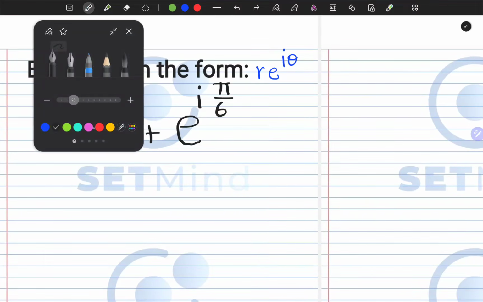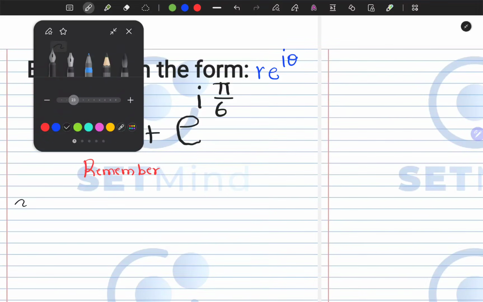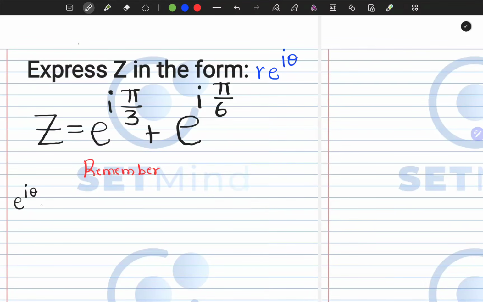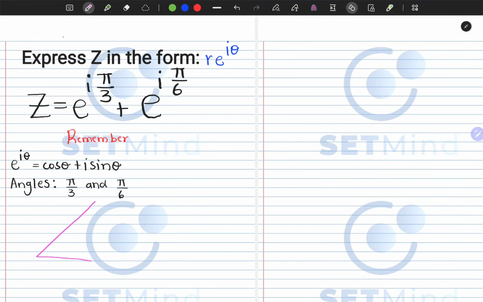There's a couple of things that I need you to remember before we dive into this problem full on. The first thing is that e to the power of i theta is the same as cos of theta plus i sine theta. And if you look at the angles of interest in the problem, we have pi over 3 and we also have pi over 6. So I'm going to quickly draw our triangle so that we can better understand these angles.